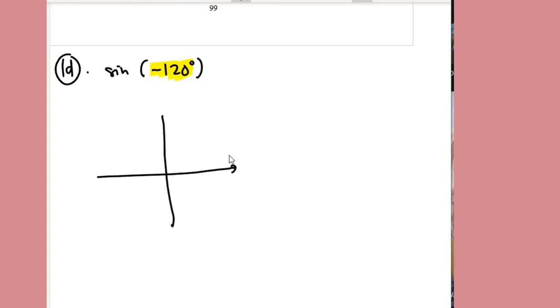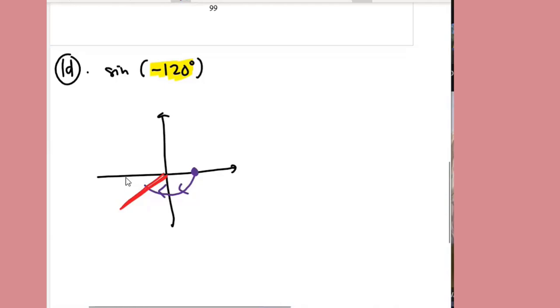1D. 1D is sine of negative 120, and it says evaluate without using a calculator. First check, this is sine negative 120. This is negative. Just sketch a simple plane. Sketch and check, this is negative. Starting here, if negative, follow the clockwise direction, 90, 180. So stop until this step. Sketch the line and stop. This is actually the clockwise direction, to show this is negative.